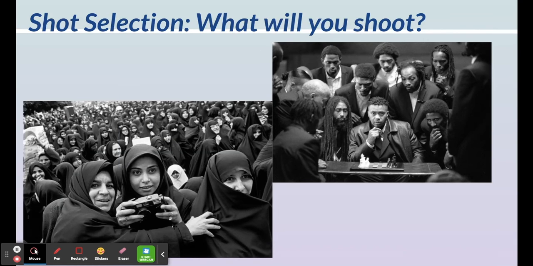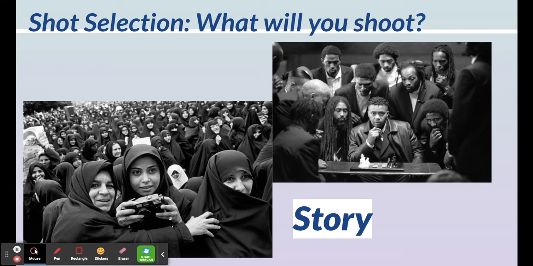Now that we know what selection and composition are, let's talk about what makes great selection and composition. First, we'll talk about selection. What will you shoot your photos of? The first thing I'm always looking for is a good story. Something that makes you think, wow, I wonder what's happening in this photo.